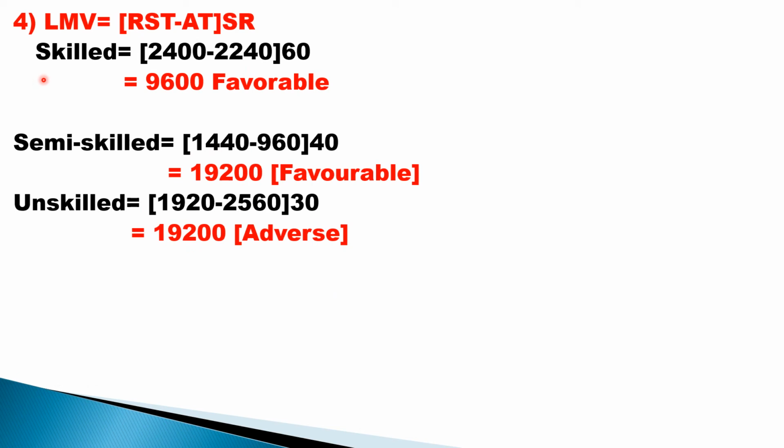Next, labor mix variance, students. RST minus AT into SR. Substitute the values, you get 9,600 favorable, 19,200 favorable, and 19,200 adverse for unskilled workers.